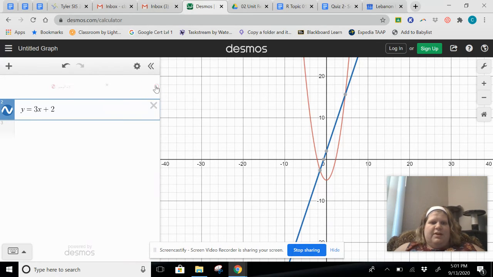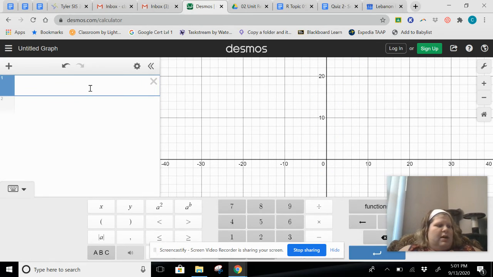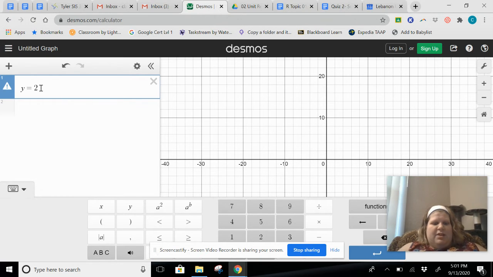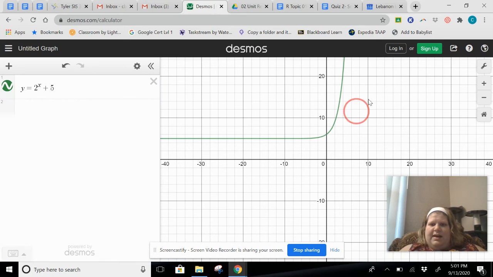Okay, let's do another example. We're going to do y equals, this time I want to do an exponential, which means I'm going to have a number to the x. So to get the little x up there, I'm going to click a to the b. It's going to give me the option to write whatever I want up into the exponent. So I'm going to type in x. Then to get out of that, I'm just going to hit over and then plus 5. So here's my exponential equation.